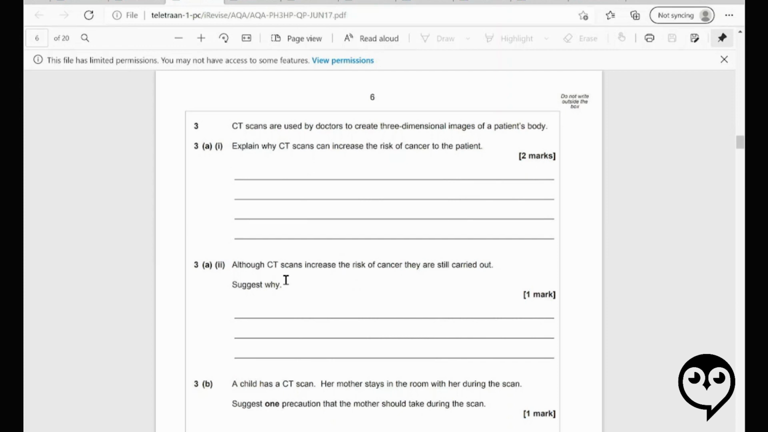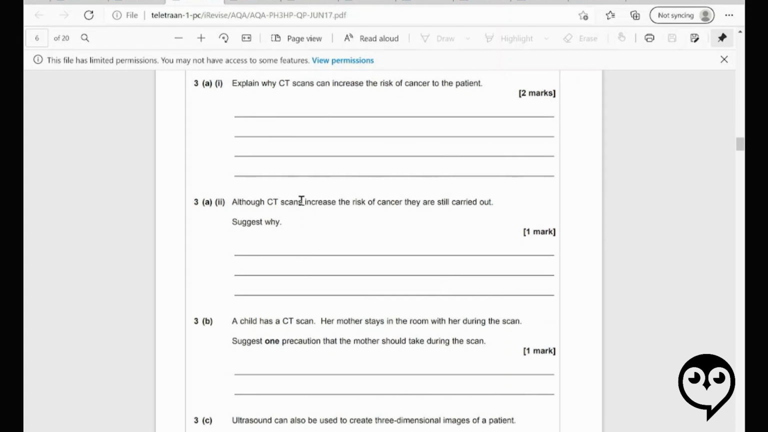Although there's a risk, why do we carry them out? Well, we would only do anything that is risky if it provides a greater benefit. Maybe we can find a tumor. Maybe we can find an abnormality. Maybe we can do something to help this patient. So the benefits outweigh the risk.